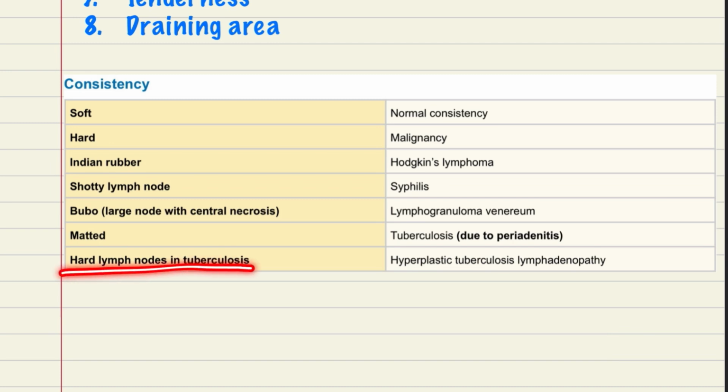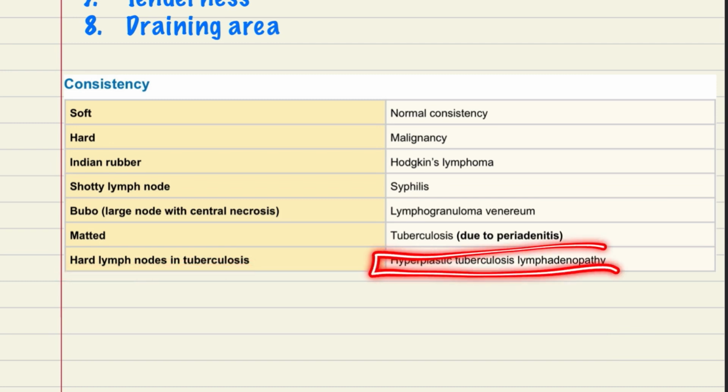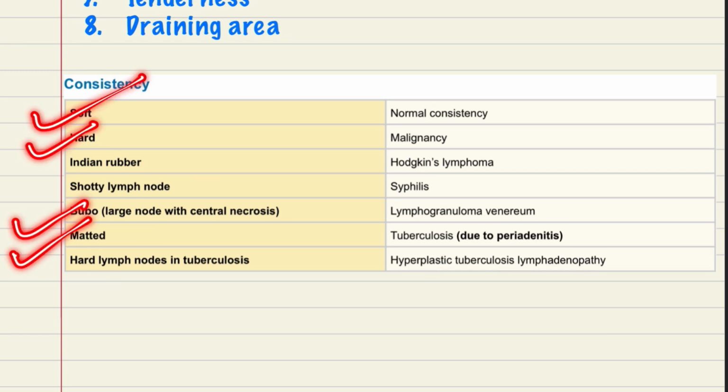Then we have hard lymph nodes in TB also, which is called hyperplastic tuberculous lymphadenopathy. But at least remember the bubo, matted, hard and the soft consistency. These are the most important ones.